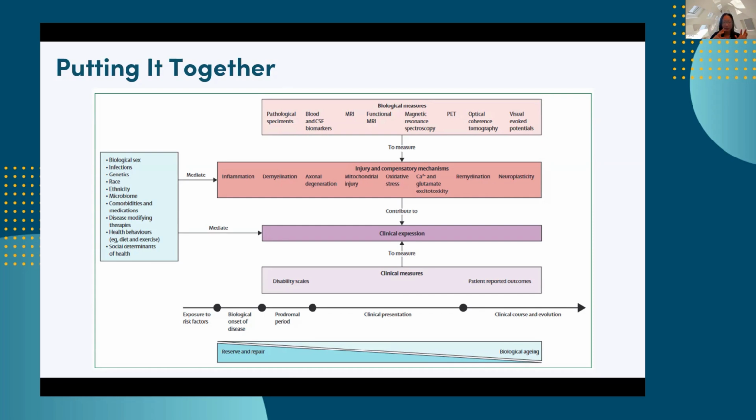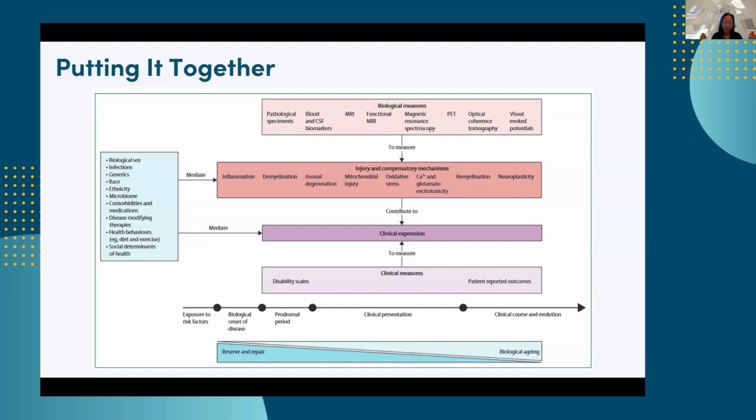And as that biological disease onset happens, that inflammation is occurring, there's this prodromal period where you're not completely normal, and yet you feel off, but you haven't yet had your first attack, right? And then you get to the clinical presentation, and then the clinical course and the evolution there. What you see at the very bottom in blue is that early in the disease, you have a lot of reserve, and repair mechanisms are great, but that declines over time. That's the process that we call biological aging.